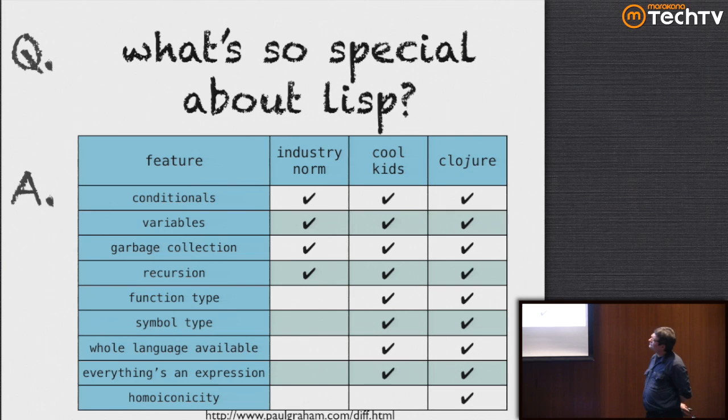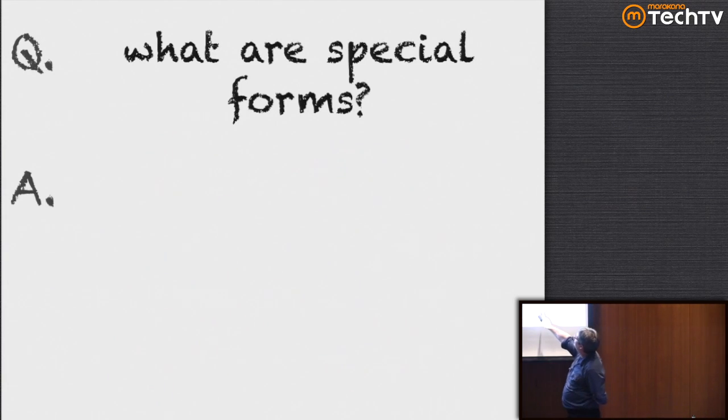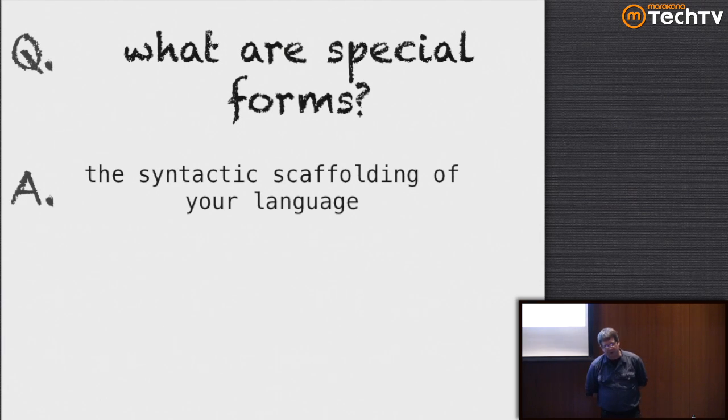And this is his chart, where the industry norm languages like Java and C#, et cetera, have conditionals, variables, garbage collection, and recursion. No big deal there. The kind of cool kid languages, the Rubies, the Groovies of the world, have added some more stuff. A function type, a symbol type, the whole language there all the time, which means you have the ability to do metaprogramming and control the runtime characteristics of your language. Everything's an expression, but this last one, this homoiconicity, only Clojures end up with this one. So let's talk about that one a little bit more.